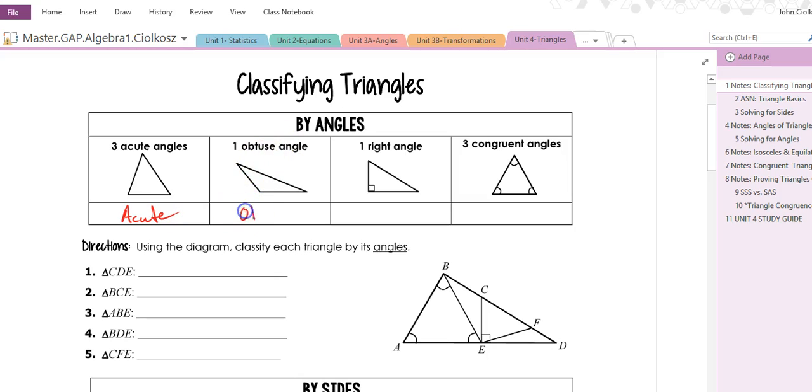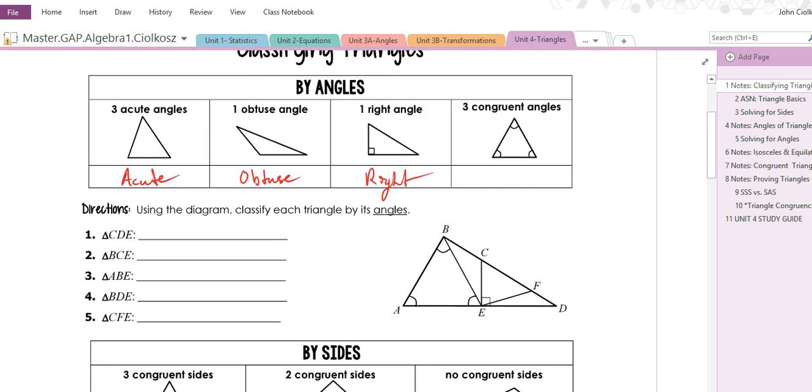One obtuse angle, that means it's obtuse. A right angle just gives us a right triangle. And 3 congruent angles gives us a special kind known as an equilateral triangle. So it's like a special case of the acute triangle. Okay, looking at it by the angles.